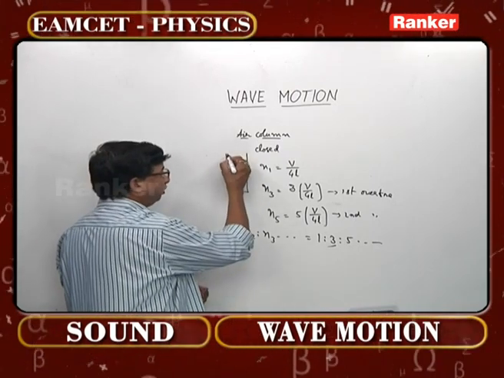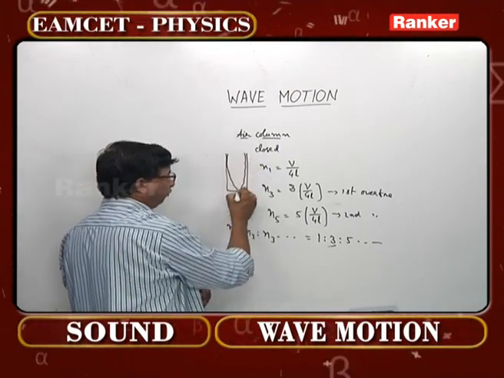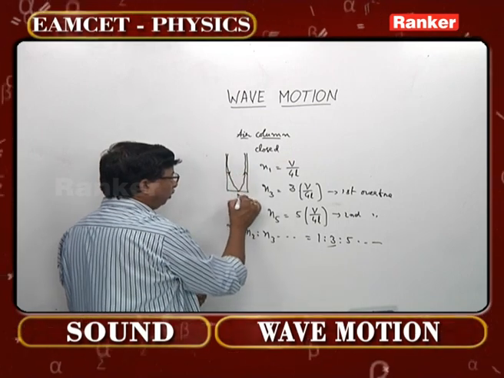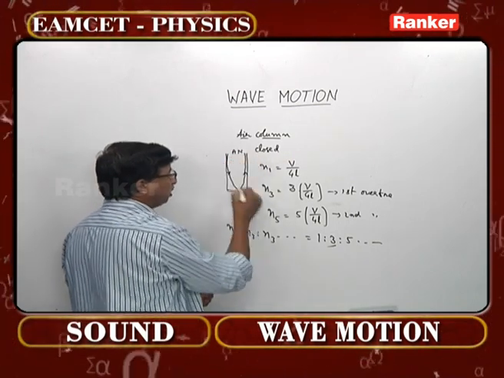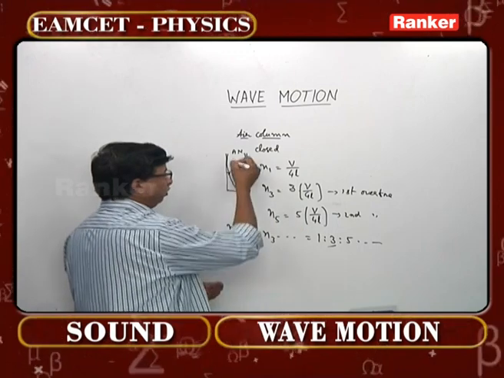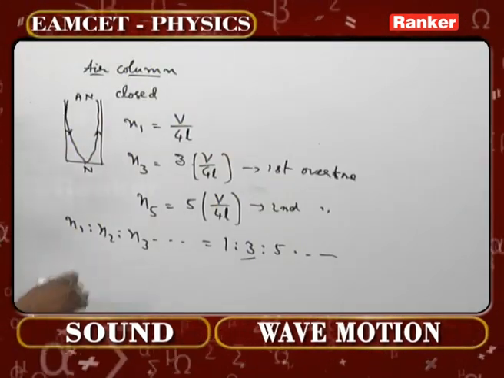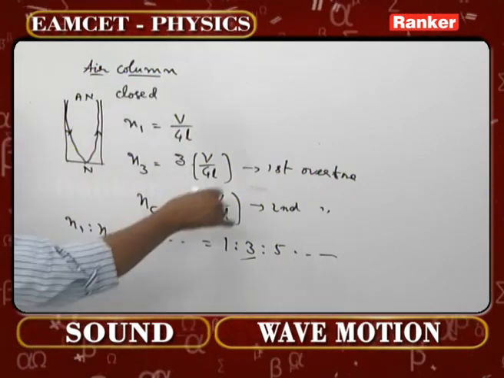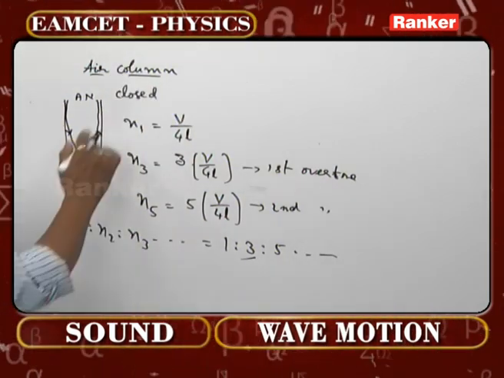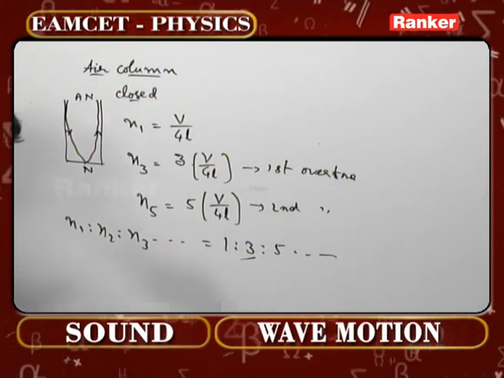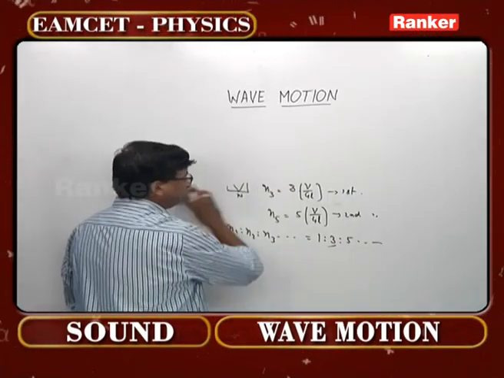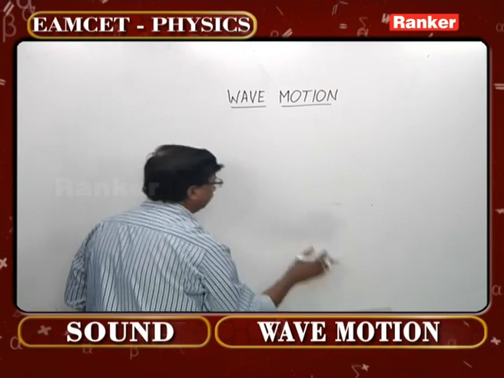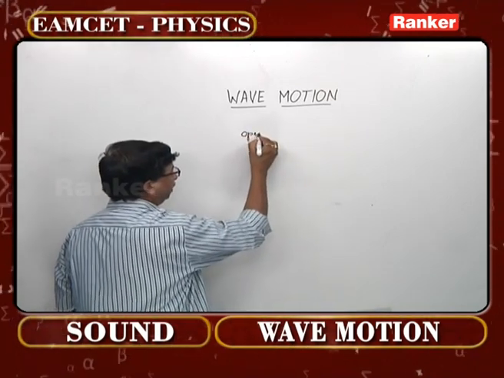Another point to remember: if I draw the figure for the first harmonic, one node and one antinode are formed. For the third harmonic, you will get 2 nodes and 2 antinodes, meaning the number of nodes is equal to the number of antinodes. That is one more point you have to understand in the case of a closed pipe, closed at one end. Suppose you consider the same in the case of an open pipe.